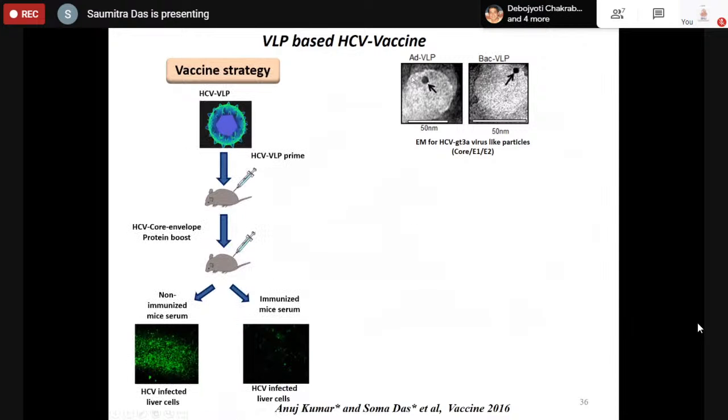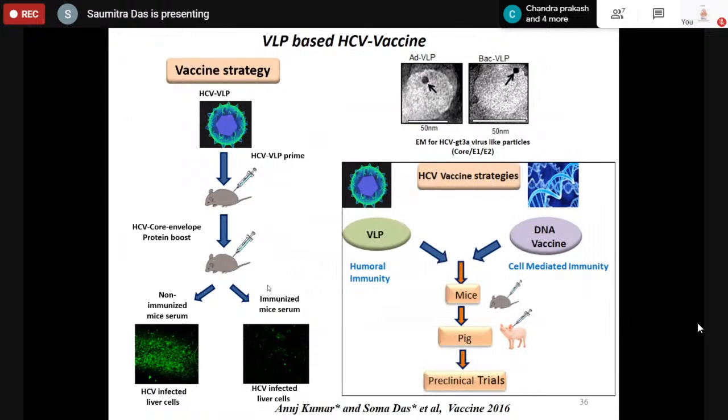We have made a virus-like particle, called VLP, in a baculovirus system in insect cells, Sf21, and we showed that this baculovirus system can make this VLP, and this VLP can elicit enough immune response that the neutralizing antibody isolated from there can prevent virus proliferation. We have done this in mice, but we don't have any challenge model in mice, not even in pig, but the pig immune system is closer to human.